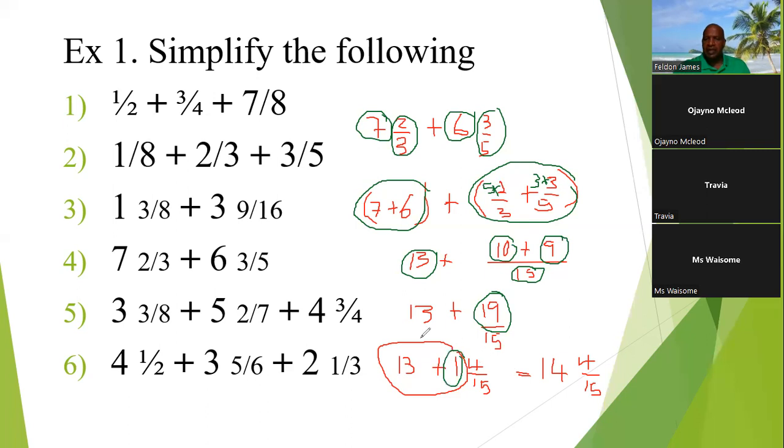Now, to complete the addition, 1 is a whole number, so we need to add it to the whole number 13. So 1 plus 13 gives you 14. And the fractional part, we just merge it with the whole number. So the answer is 14 and 4 over 15. Is that clear, Ms. Trapia?